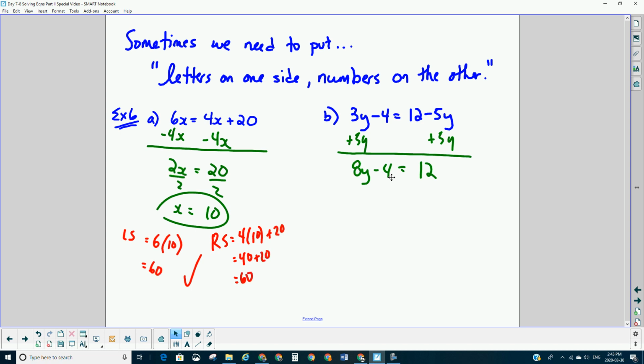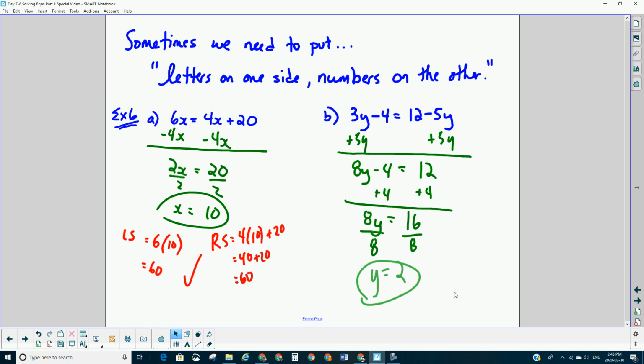This makes the question a little bit easier, but still, I've got numbers and letters here and only numbers here. I'd like the letters on one side, this number to be on the other side by doing the opposite operation. Adding 4 to both sides, then 12 plus 4 gets us 16, and we're left with 8y. Divide both sides by 8, we get our answer is y equals 2.